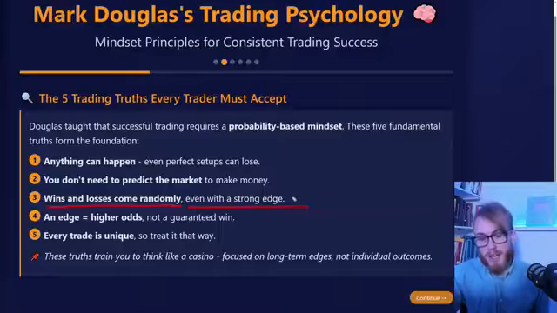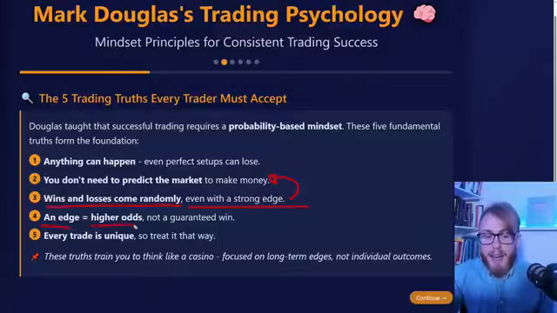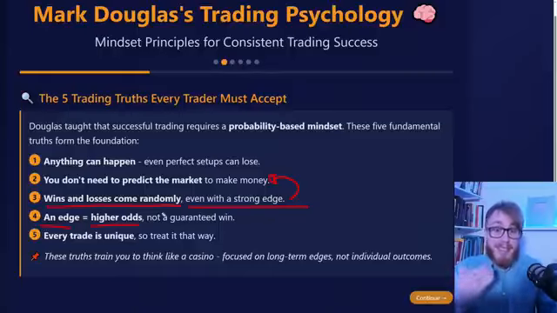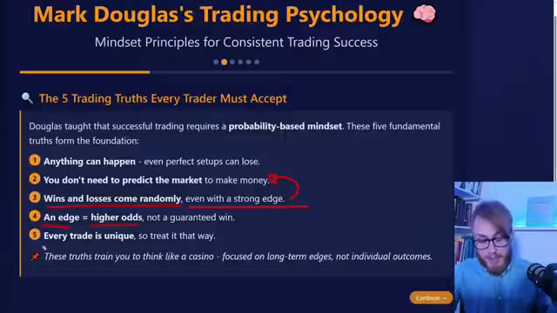The next principle, wins and losses come randomly. Even with a strong edge, this builds upon the previous principle. And here, you might of course wonder, what is an edge? Well, in simple terms, an edge is basically higher odds. It's basically when the probabilities are stacked in your favor, but it still never guarantees a win. Last but not least, every trade is unique, so treat it that way.